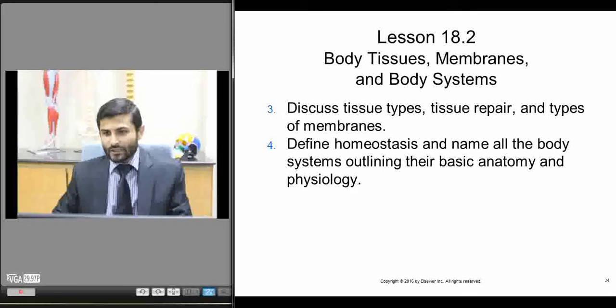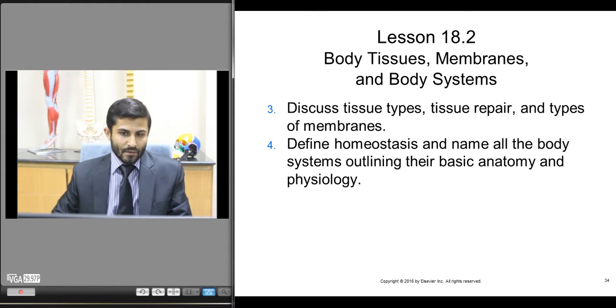Now talking about the body tissues, membranes and body systems, we are going to discuss tissue types, tissue repair and tissue types of the membranes. We are also going to define homeostasis and name all the body systems, outlining their basic anatomy and physiology.